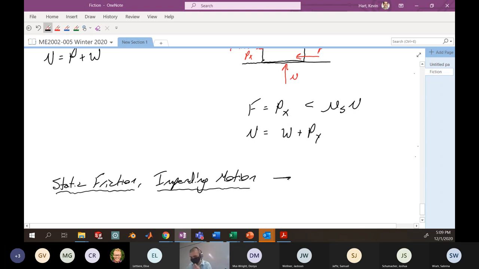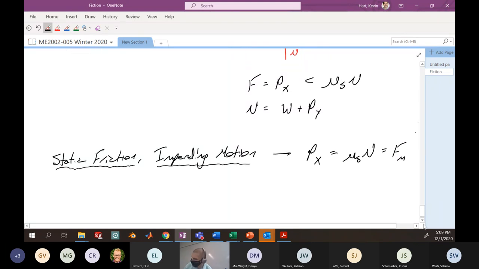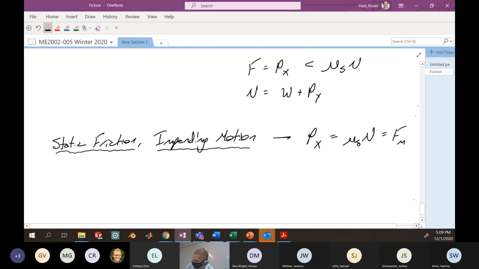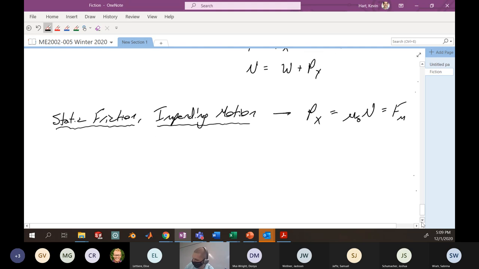And the impending motion here would then mean that the x direction of your force is equal to mu sub s times the normal force. Motion is just about to happen. You've just got to that point where the x directional force is equal to that which would cause motion. So that's F sub m, or we've called it F sub max, etc. So this idea that we're still static, we're just about to move, but we haven't quite moved yet.